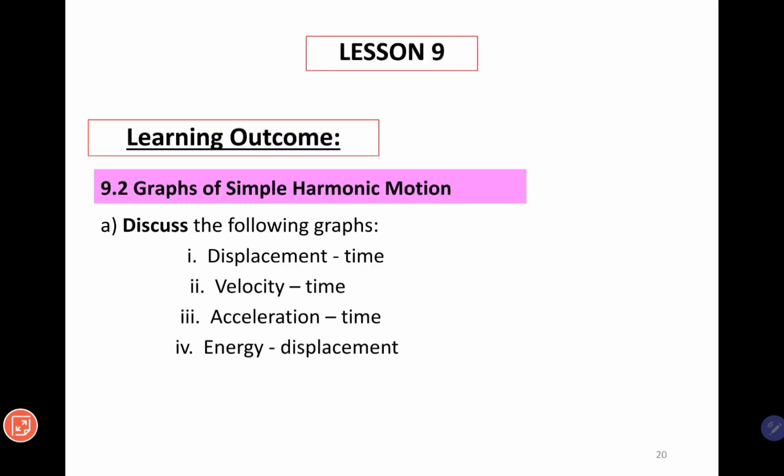Okay, now let's continue with subtopic 9.2, which is about the graph of simple harmonic motion. So what do we have now? Students should be able to discuss the following graphs: displacement against time, velocity against time, acceleration against time, and energy against displacement graph. Okay, how are the graphs? Let me show you one by one.